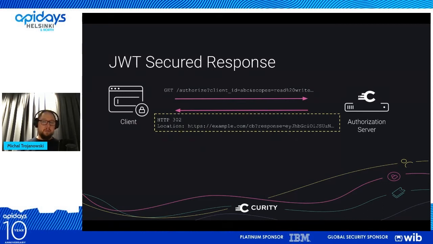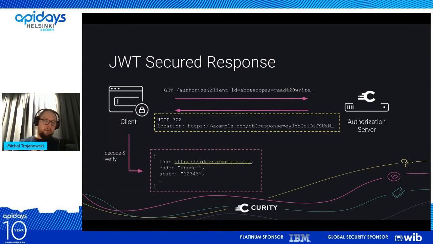So JARM tries to respond to those problems. Now in the JARM mode, the authorization server responds with a JWT in the location header, and the client can verify the JWT, decode it, and all the information it needs from the response is in the JWT. There's also the issuer claim, so now the client can verify which authorization server issued this response, and it knows that the code and state haven't been tampered with because it can verify the signature of the JWT, so it knows that the parameters are okay.